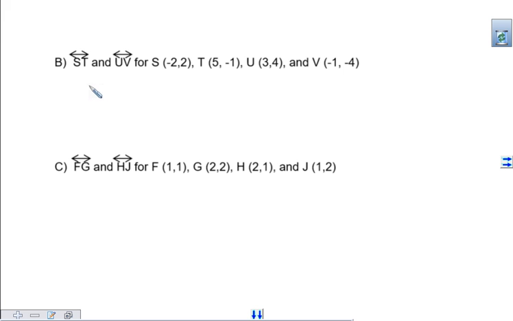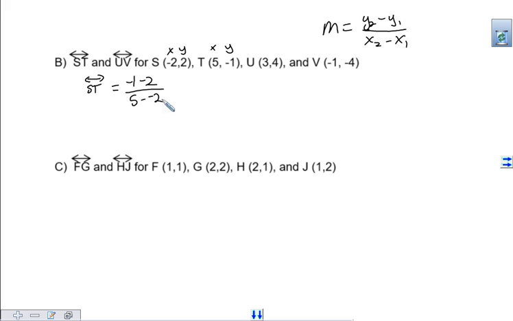Next up, we're looking for the slope of line ST. So again, remember slope is y2 minus y1 over x2 minus x1. So negative 1 minus 2 over 5 minus negative 2. Double check. Negative 1 is over 5, and 2 is over negative 2. Negative 1 minus 2 is a negative 3. 5 minus a negative 2 is a positive 7. It doesn't reduce any further.